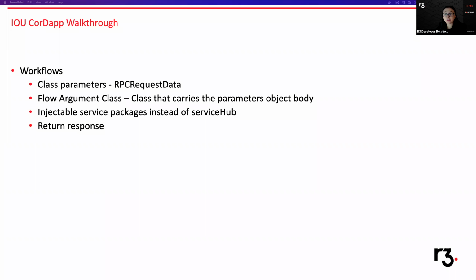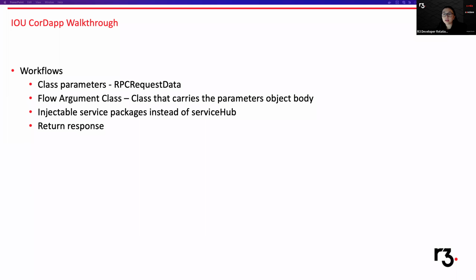The third difference is injectable service packages. In Corda 4, you might remember something called Service Hub, where anything that we want to do, we call Service Hub and use the methods available. But in Next Gen Corda, we're using injectable pluggable services. And what difference does this make? This means that you only add in what you need. And we'll see that in a little bit when I go through the code.